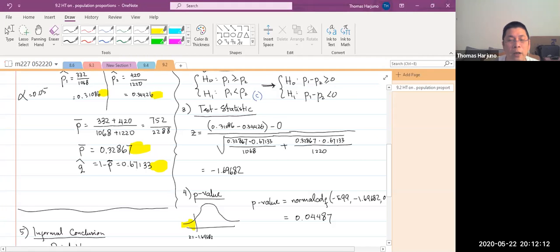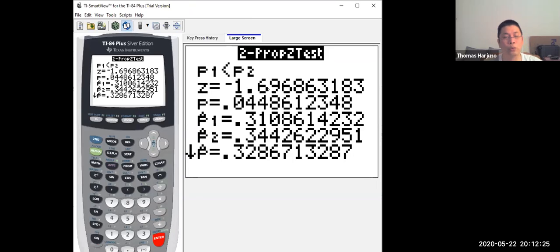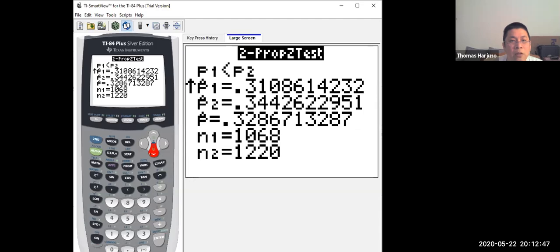Okay, and then we get the result from our calculator here. They even give us the p hat 1 and p hat 2. They compute it for us. They even give us the p bar. This is the p bar, the p hat here. They don't have notation for p bar, so they use p hat. That's the 0.32867 that I used earlier. Let's go down, see what they have underneath there. Nothing. That's basically it.